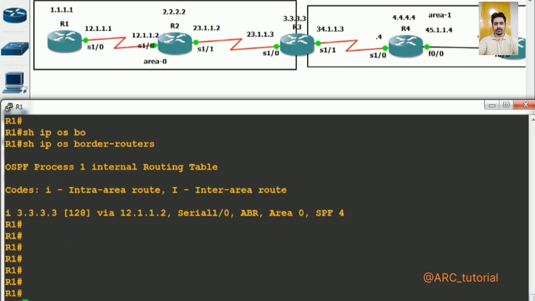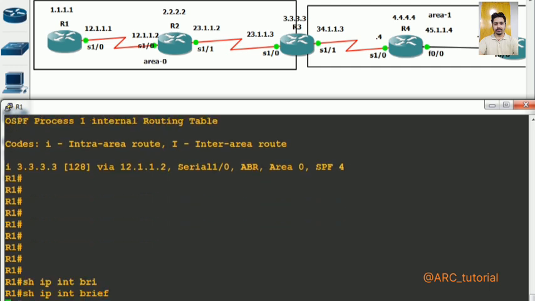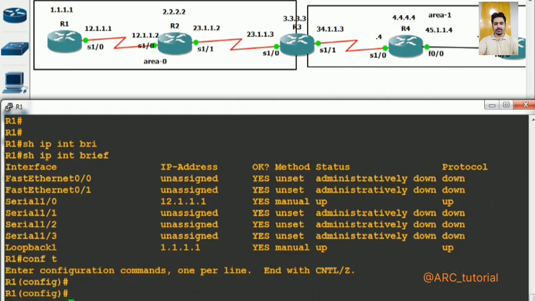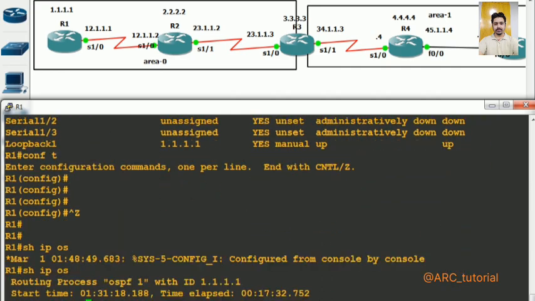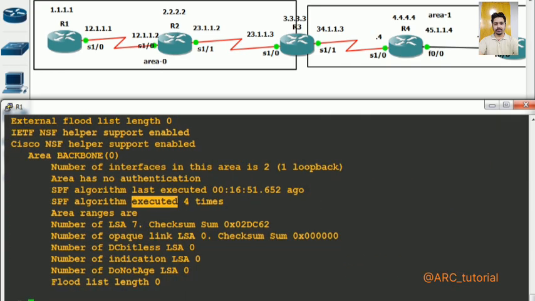Fine. And now I will show you that, let's say, show IP interface brief. My loopback is up. Say show IP OSPF. How many times has it executed the SPF algorithm? 4.